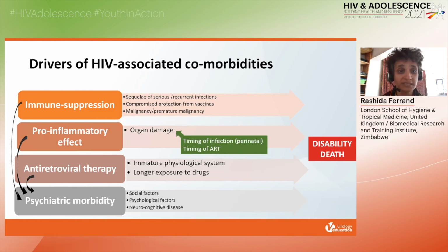And one particular morbidity that cross-cuts all of these drivers is psychiatric morbidity. Not only do the other three factors that I've spoken to you about affect and cause psychiatric morbidity, but there are also social factors, psychological factors, and neurocognitive disease that increase the risk of psychiatric morbidity. And that speaks to the very complex psychosocial landscape that children are growing up with. And all of these factors can result in increased disability and potentially also increased risk of death.